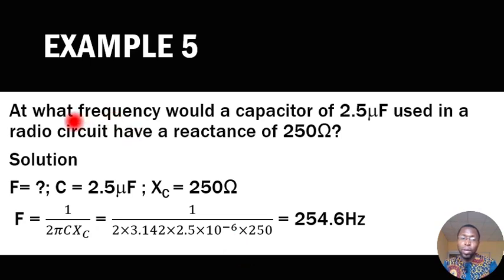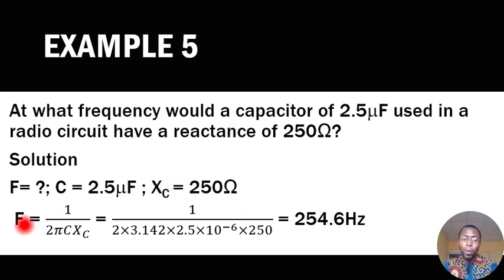Example 5. It says, at what frequency would a capacitor of 2.5 microfarad used in a radio circuit have a reactance of 250 ohms? In this case, again, we have to look for frequency. So frequency is the unknown one here. We are given a capacitor of capacitance 2.5 microfarad. So capacitance here is 2.5 microfarad. And then capacitive reactance here is 250 ohms.